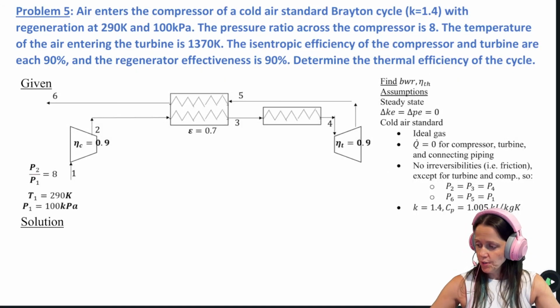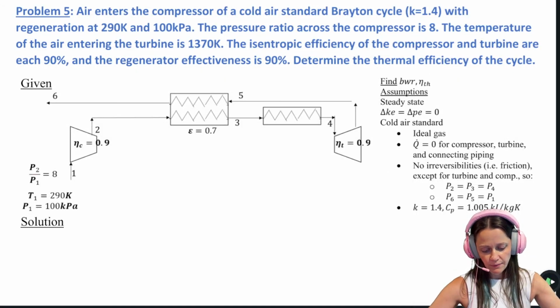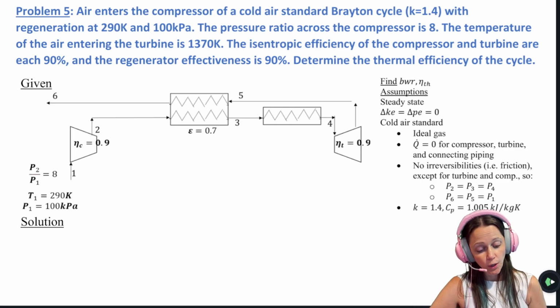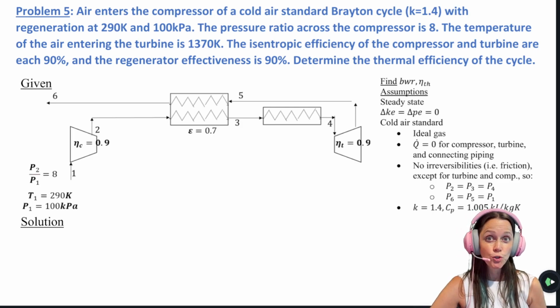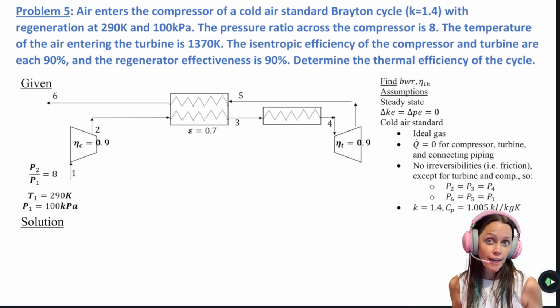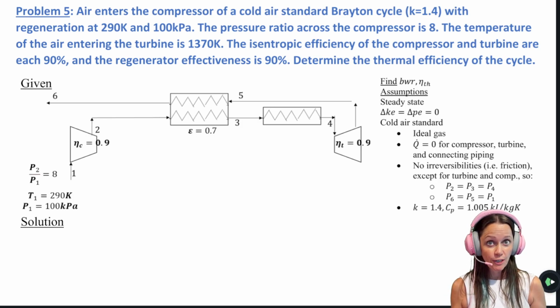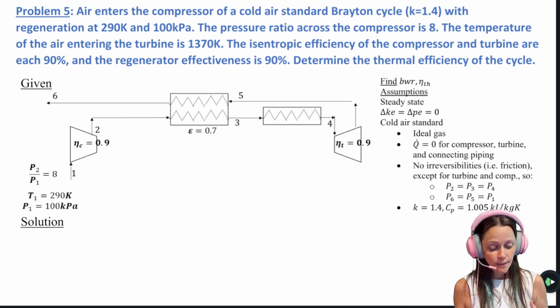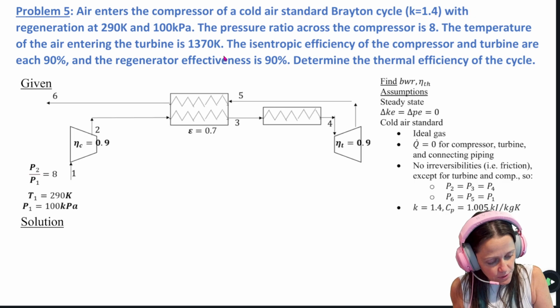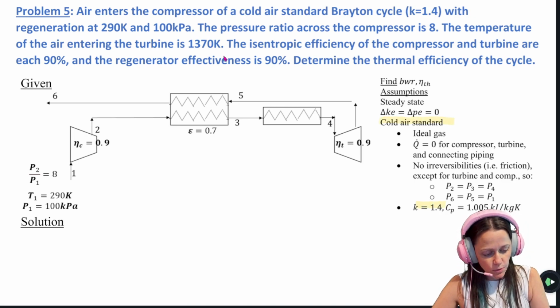All right, so we've got problem 5. We have air entering the compressor of a cold air standard Brayton cycle. It tells us k is equal to 1.4, which is another way of telling us that the specific heats are going to be assumed to be constant. So I've got that right over here: cold air standard, k is equal to 1.4.